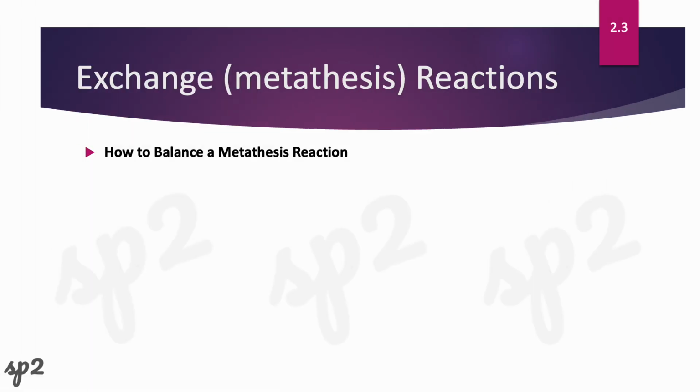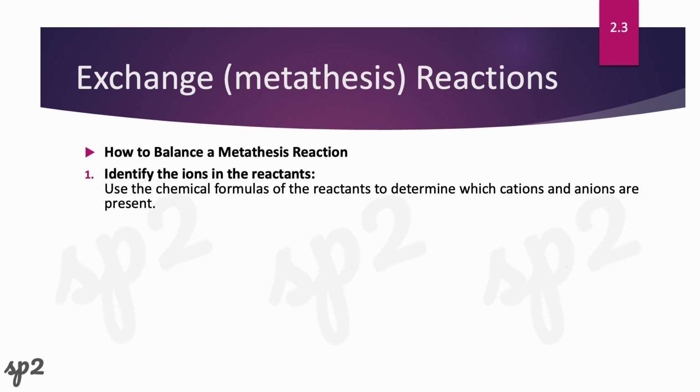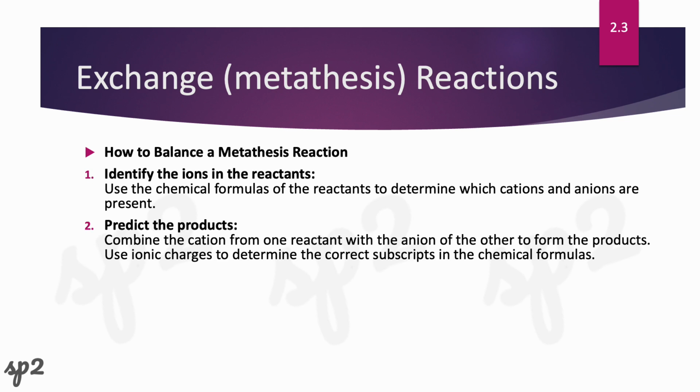Okay, so now how we can actually balance these kinds of reactions, there are going to be a few steps. That would be very similar to what we had for our precipitation reaction. We need to identify the ions in our reactants. You can use the chemical formulas for each of your reactants to determine which cations and anions are going to be present. Then we need to predict the products.